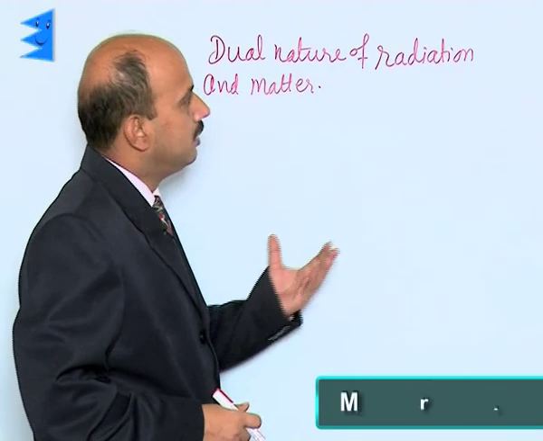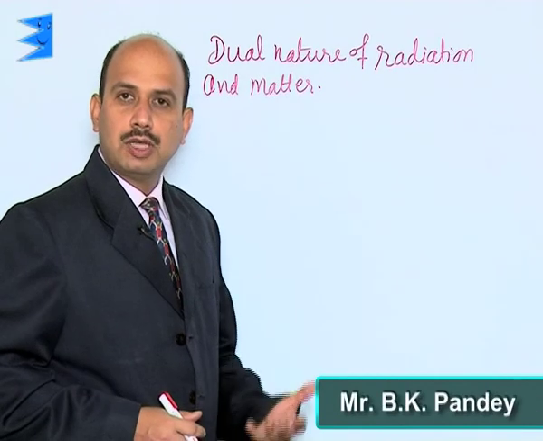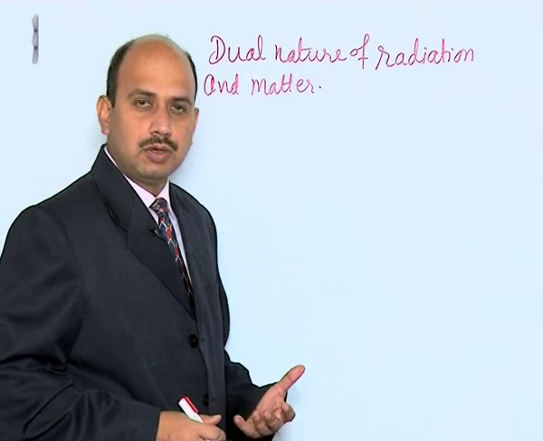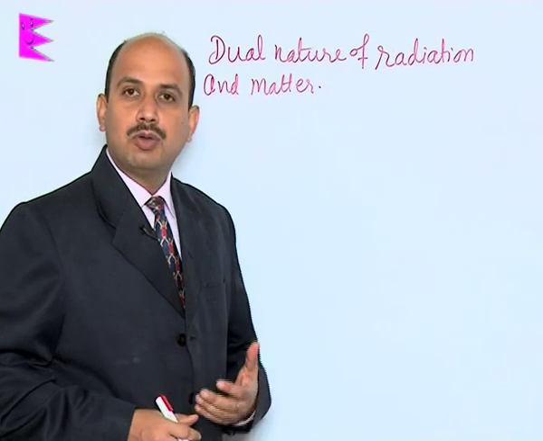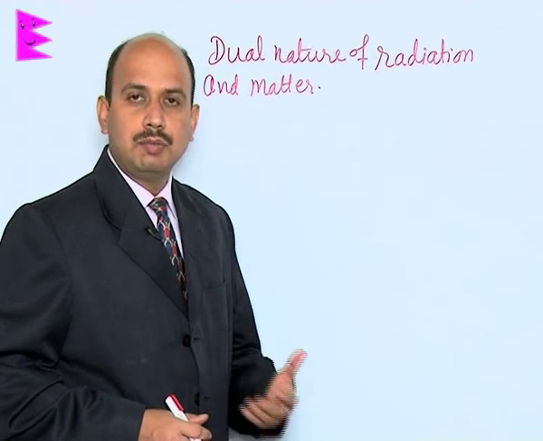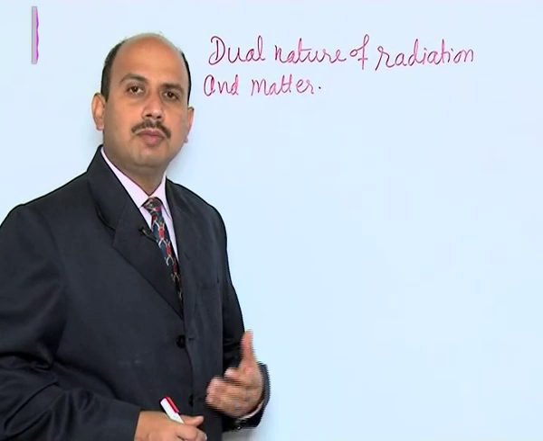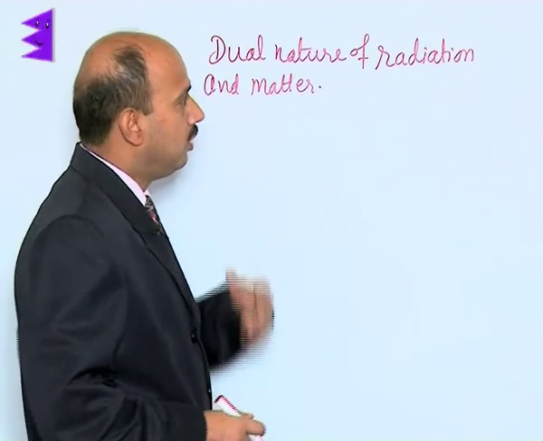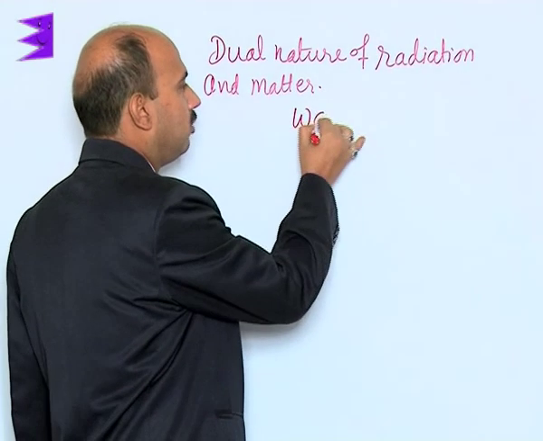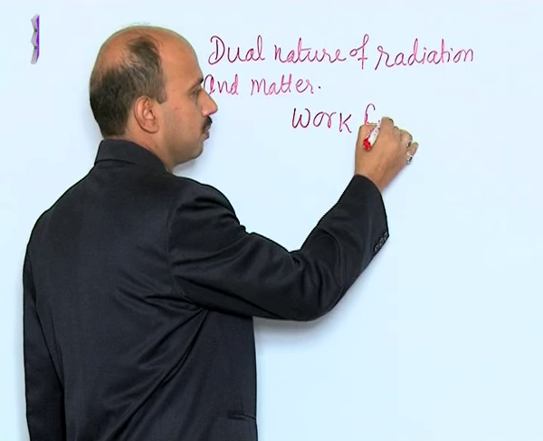Now say a dual nature of radiation and matter. This is the new chapter here. In this chapter, we will be studying about the photoelectric effect and de Broglie's waves, that means de Broglie wavelength. Now see, your first topic in this one is called work function.